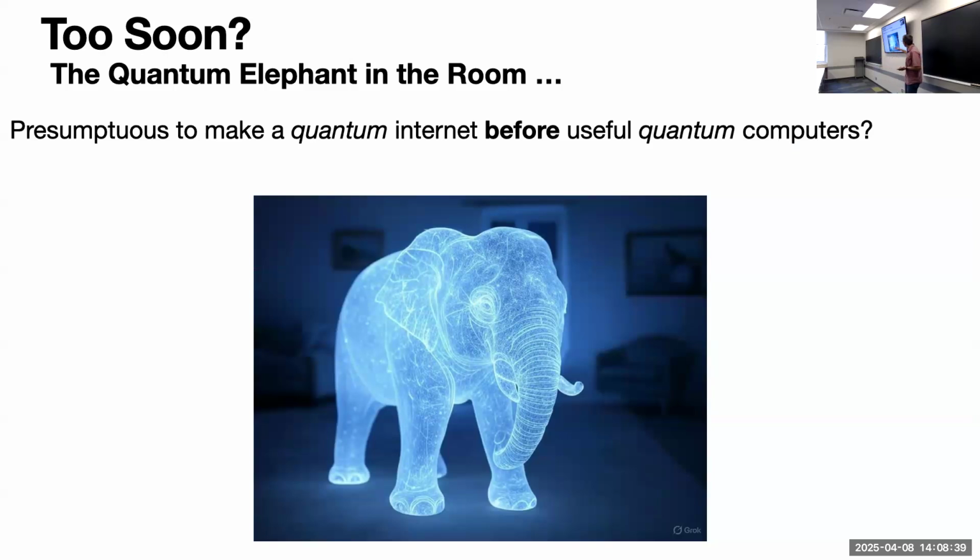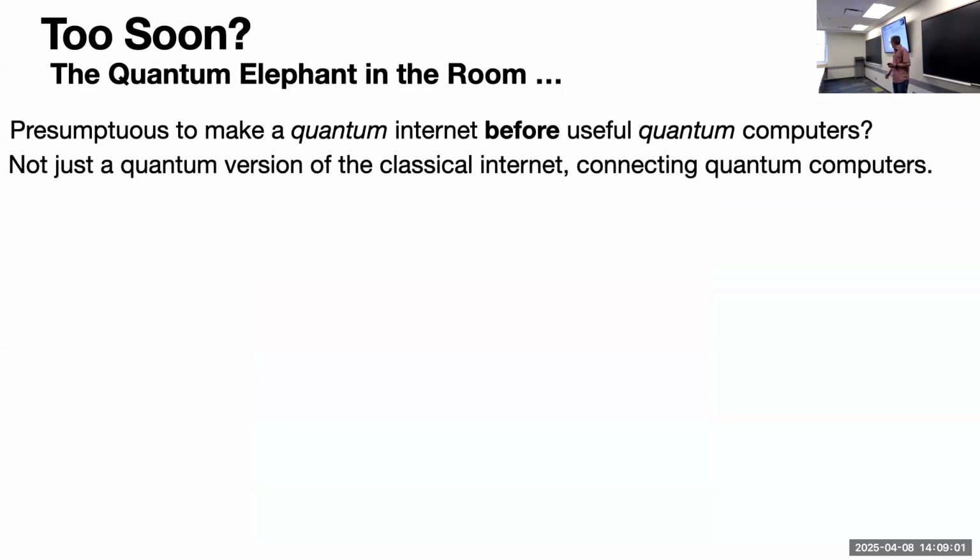So, not an artist, but the quantum elephant in the room here is, isn't it presumptuous to make a quantum internet before we have fully functional quantum computers? I think everybody would agree that we're not really there yet with quantum computers. So it seems like an awful stretch to say, oh, we have these quantum computers, let's make a quantum internet to control them. And I would argue that this is not the case. This is not an analogy to how we made the classical internet, right?